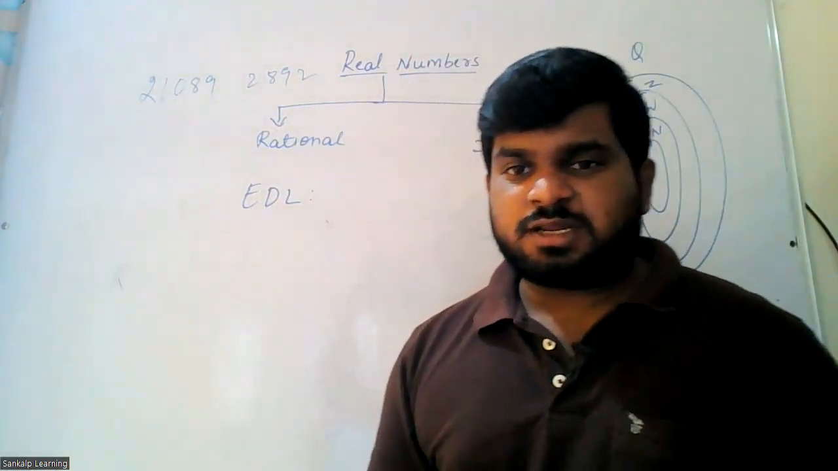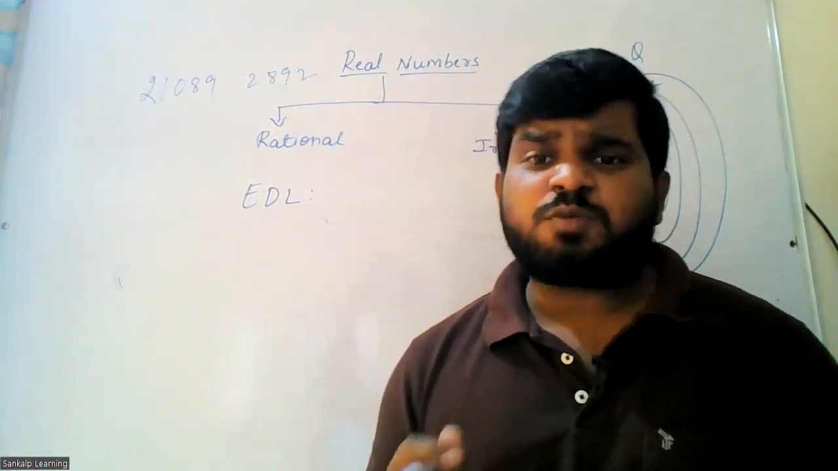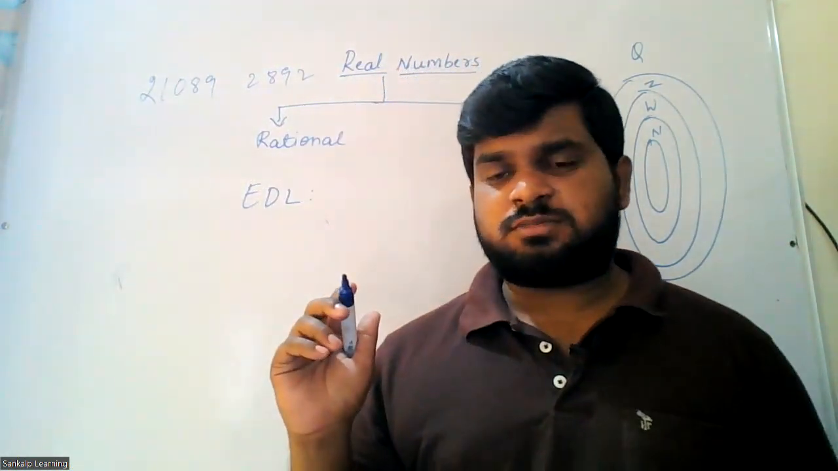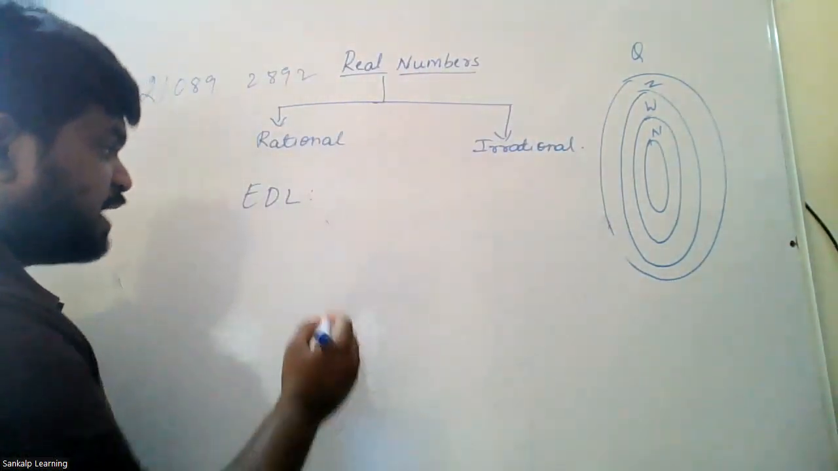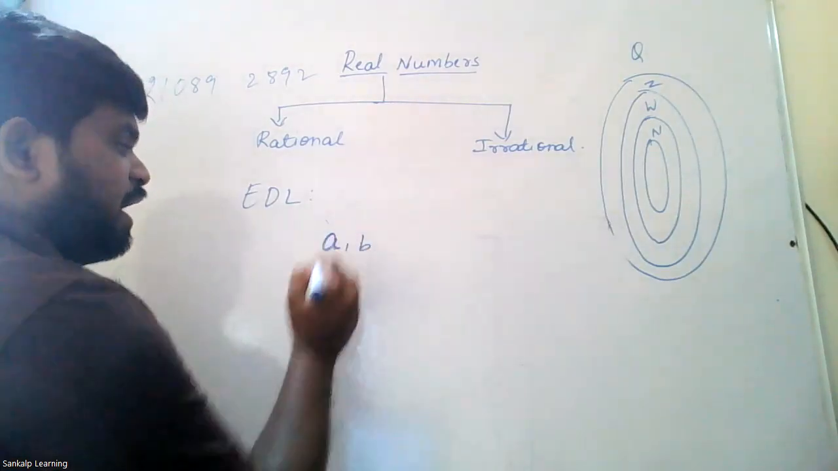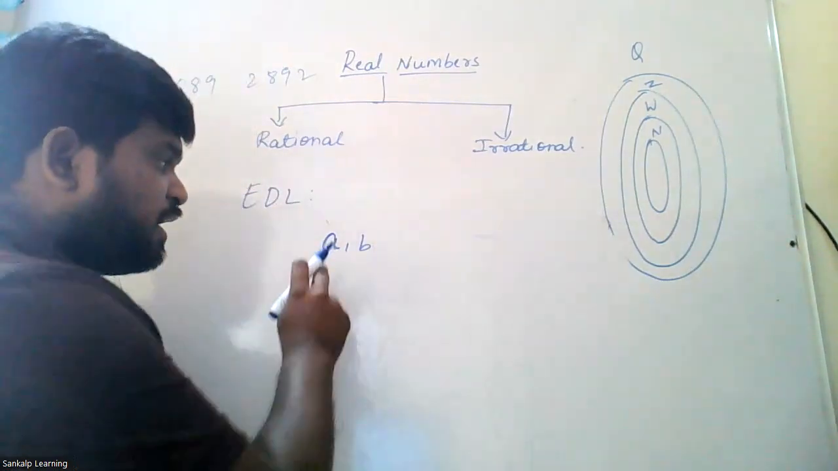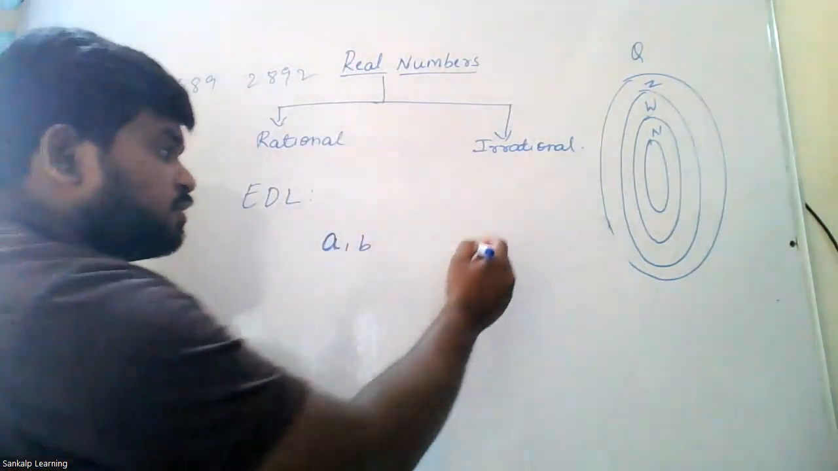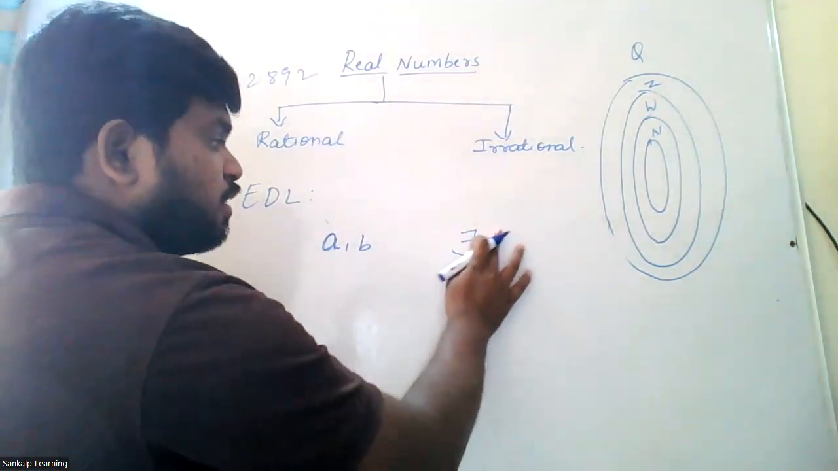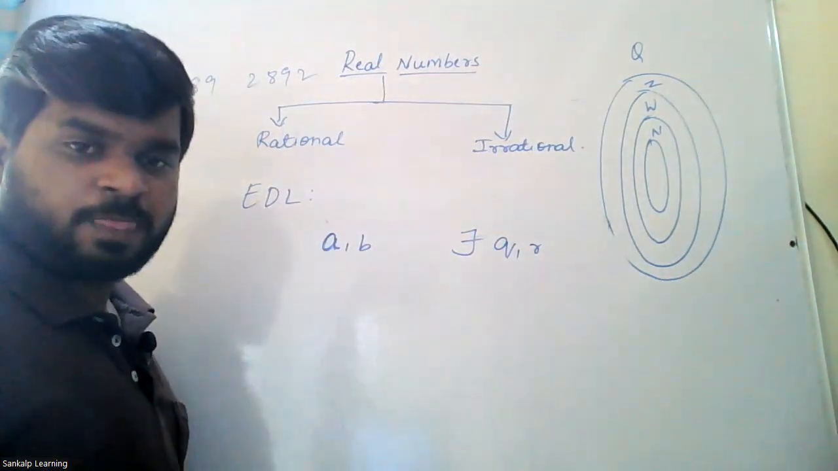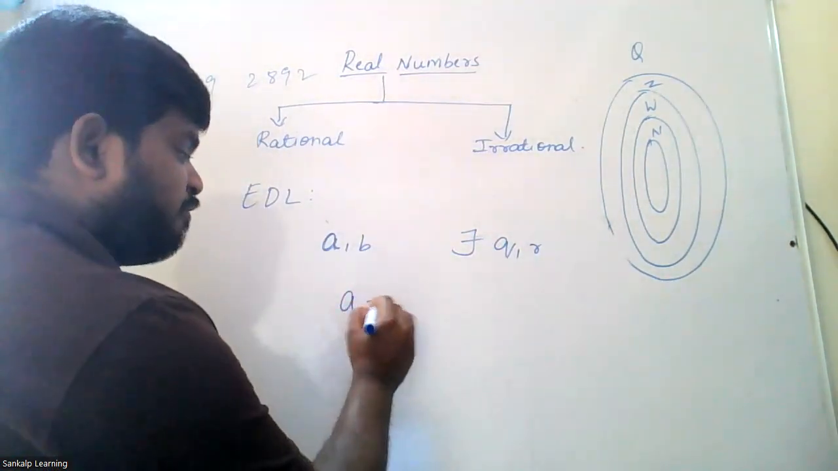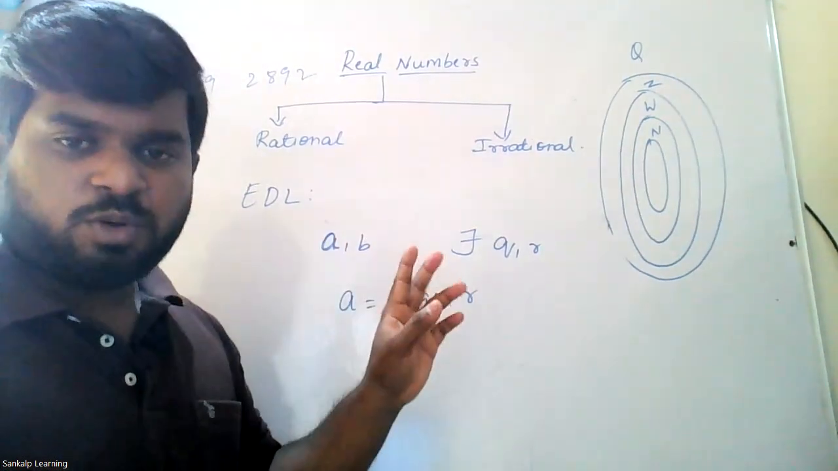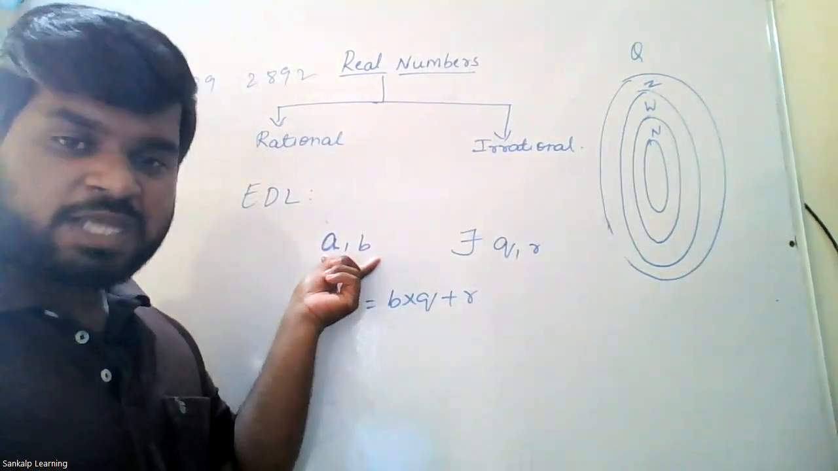Now, what does this Euclid's division lemma tell you? You take any two integers, positive integers. We can also take negative, but we restrict ourselves to only positive. Take any two positive integers. In general, let's say a and b. There exist two more integers, q and r, in such a way that a will be equal to b into q plus r. If you choose this a value and b value, you will get q value and r value, which is fixed.